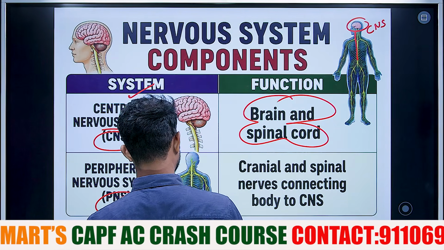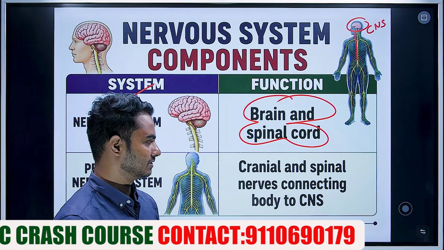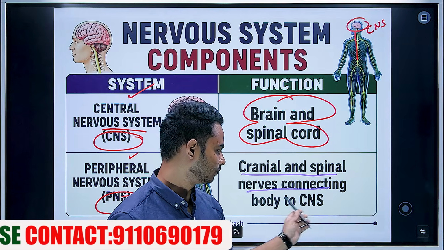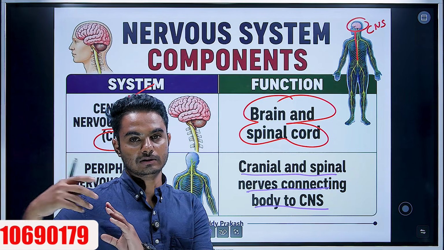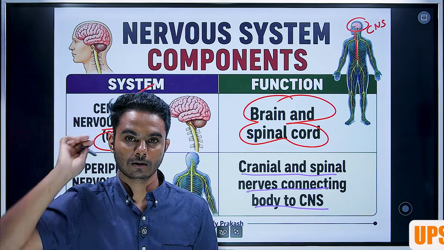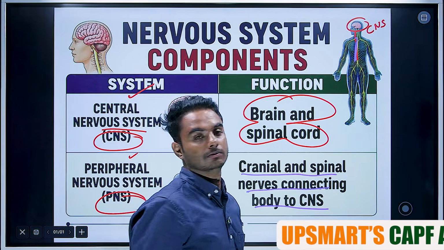So what is the peripheral nervous system, sir? Peripheral nervous system is the cranial and spinal nerves connecting the body to the central nervous system. There will be other cells and cranial nerves which will be connecting to my brain and my spinal cord.